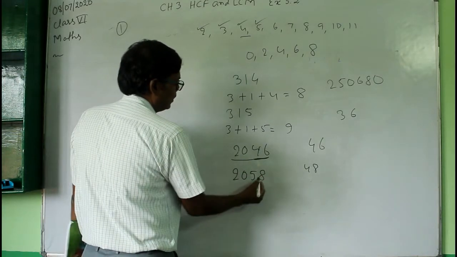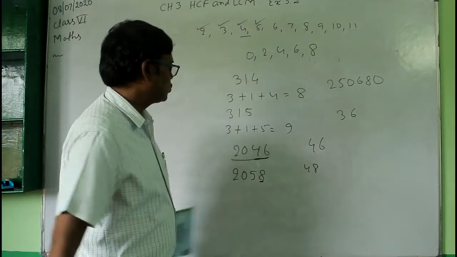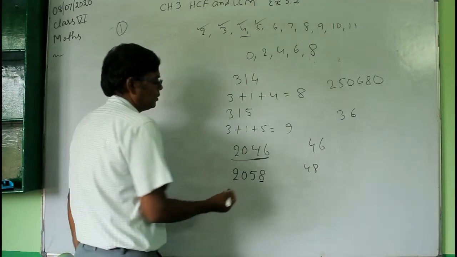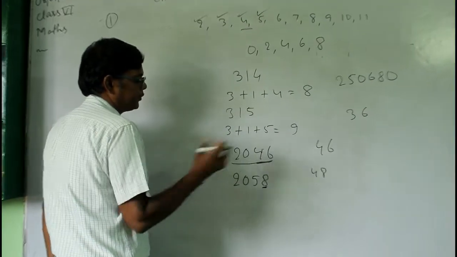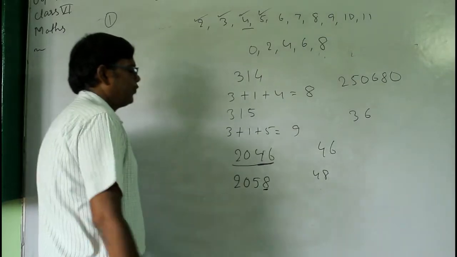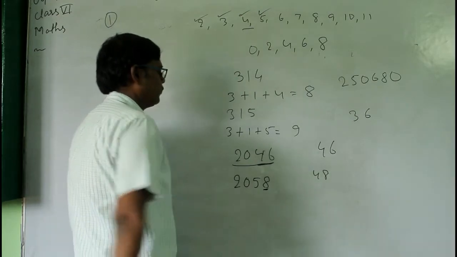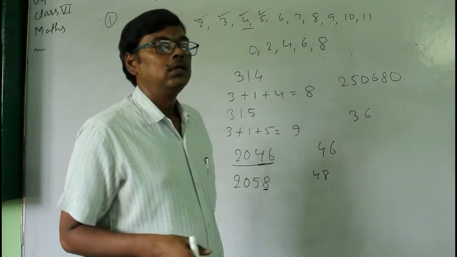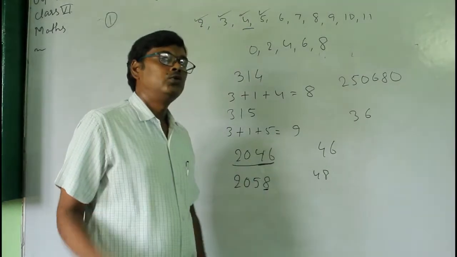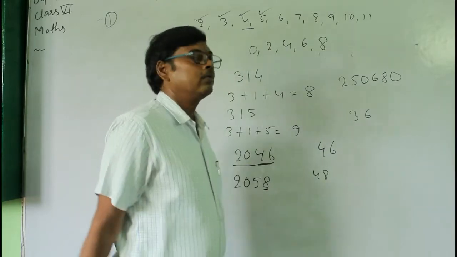Now this number has 8 in the ones place, so this number is divisible by 2. Okay, is that clear? Next, this number is also divisible by 3. How? 2 plus 0 plus 5 plus 8 is how much? 15. 8 plus 5 is 13, plus 2 is 15, and you know that 15 is divisible by 3. Therefore this number is divisible by 2 as well as 3, and therefore this number is divisible by 6.